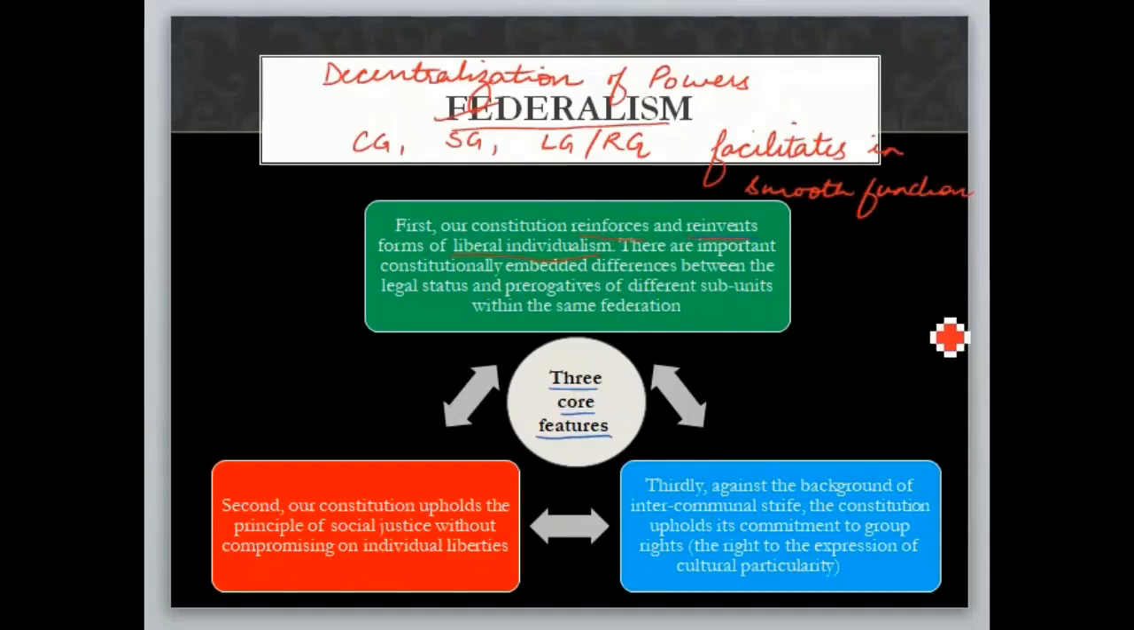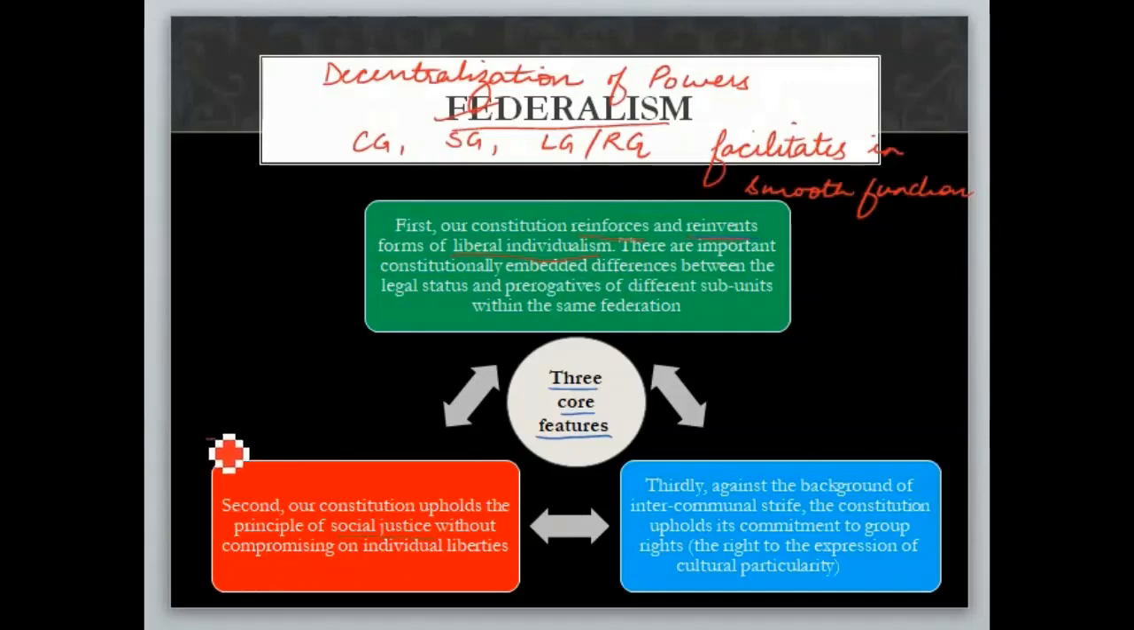And because of this freedom that has been given to every citizen of a country, the duty of the citizen also increases for helping the government in the smooth functioning of the law and order of the country. The second states our constitution upholds the principle of social justice without compromising on the individual liberties. Now, here the term social justice basically refers to any kind of justice that is given to every citizen of the country without any discrimination.